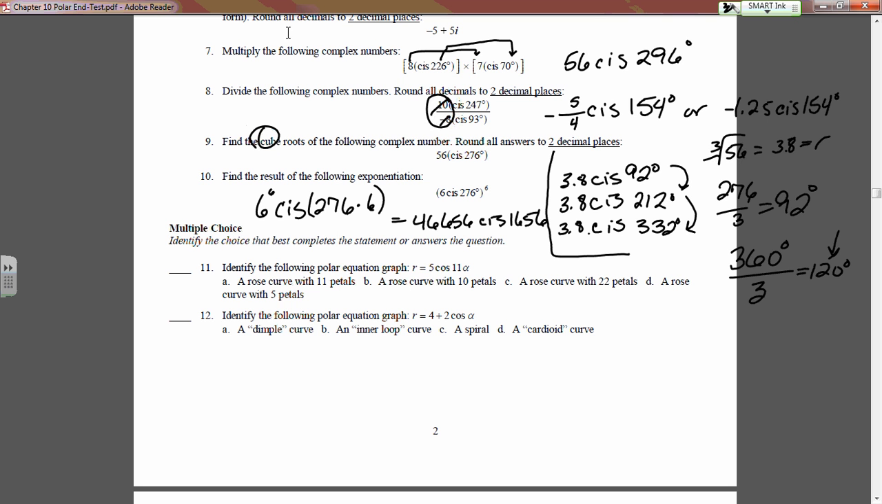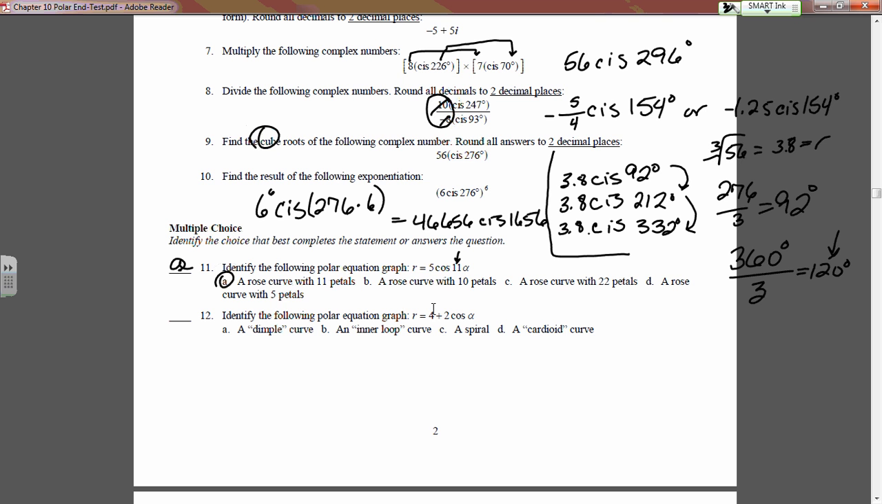Now, number 11, identify the polar equation graph. We have r equals 5 cosine of 11 alpha. Now, remember, this is a rose curve. Obviously, you can see all the answers say rose curve. Now, when this is an odd number, you simply have that many petals, the number in front of alpha. So this is simply a rose curve with 11 petals. Remember, if this was an even number, you'd have twice that many. But since it's not, you only have 11 petals.